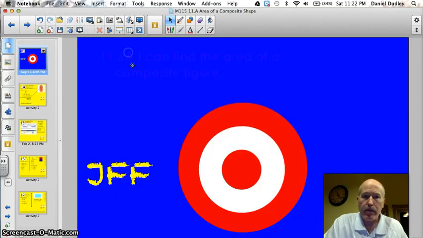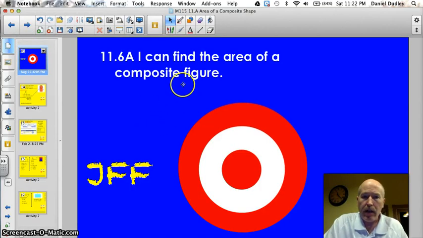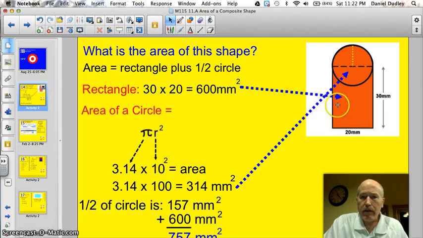Tonight we're going to get right into it and work on finding the area of a composite figure. Let's do this thing. Here we go. Find the area of this shape. Looks like something off of a basketball court.